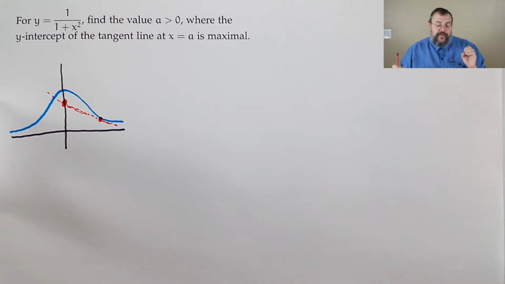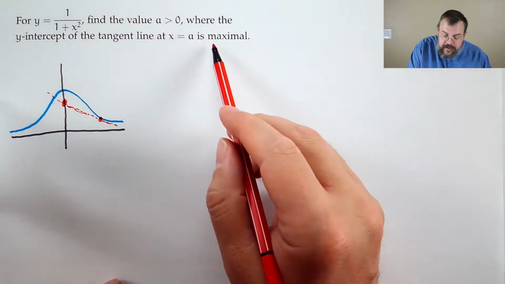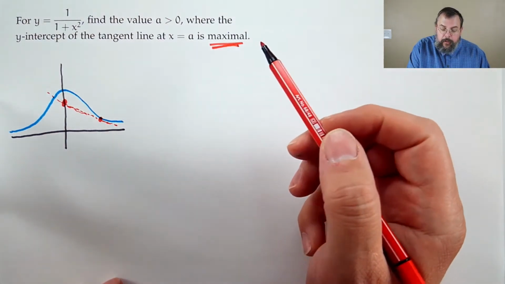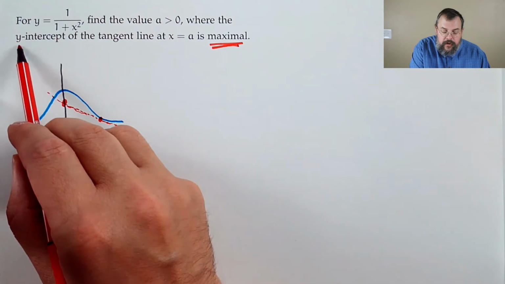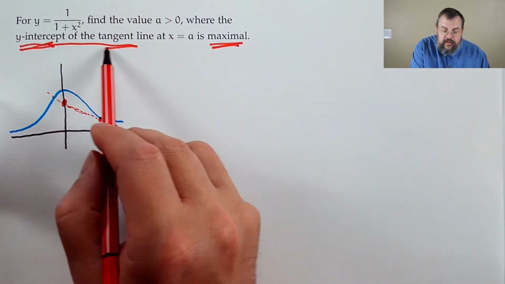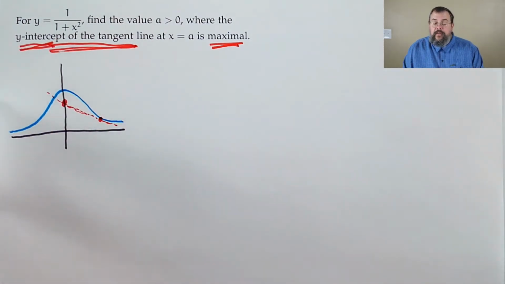Okay, so now we have an idea. We can see it's an optimization problem, of course, because it's maximal. And we say, well, what is it we're trying to maximize? Well, the y-intercept of the tangent line. See, this is what we're trying to maximize. So, first step is let's find a formula for the y-intercept of the tangent line. So it's helpful to walk our way back and do a quick review.